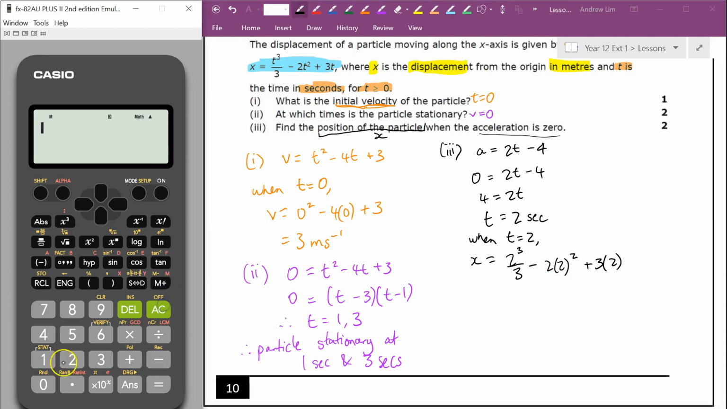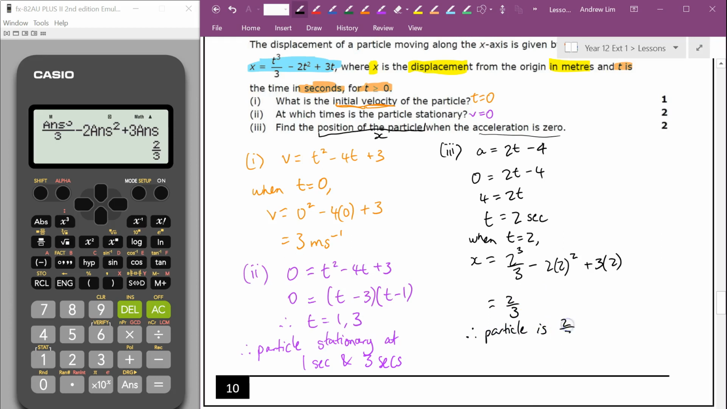Okay, so 2 cubed on 3 minus 2 times 2 squared plus 3 times 2 is 2/3. Right, so therefore the particle is, because this is positive, 2/3 of a meter, because it's in meters, to the right of the origin.